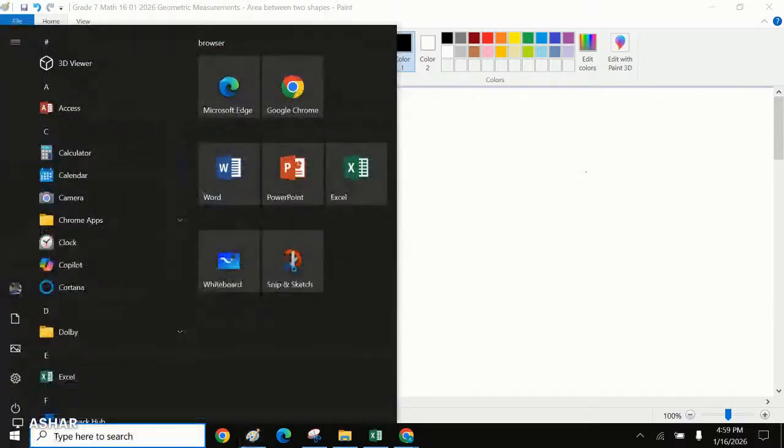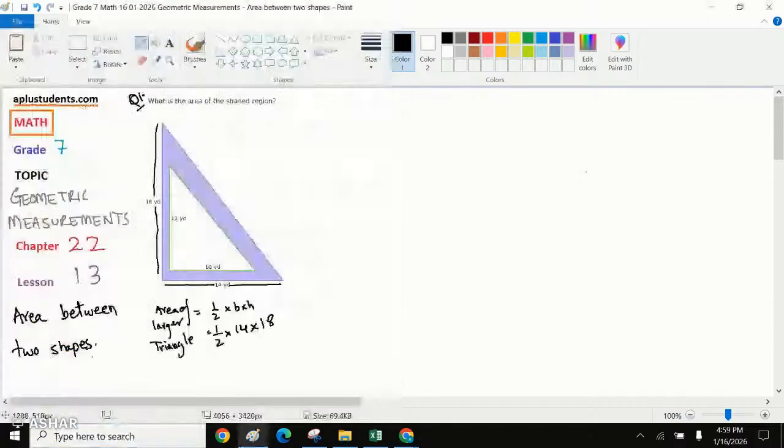Agreed? So what we can do is we can either multiply 14 multiplied by 18 and divide by 2, or we can say we cancel out 2 times 1 and 2 times 9, right? So 14 times 9, we can simply find 126. So we can say the area of the larger comes out to be 126. It's yards squared.